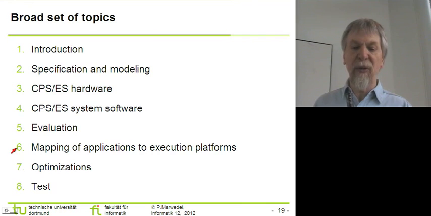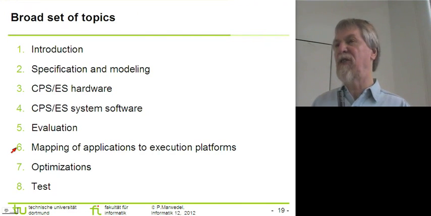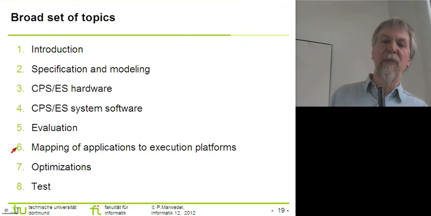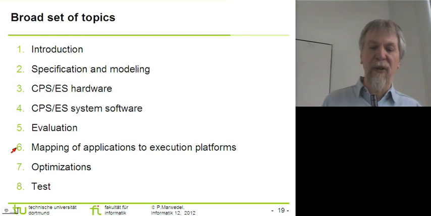The sixth chapter will be on the mapping of applications to execution platforms. So in this chapter, we are describing how we can make sure that certain applications are running on certain processors, for example. And then the seventh chapter is on optimizations, and there is a final chapter on test.